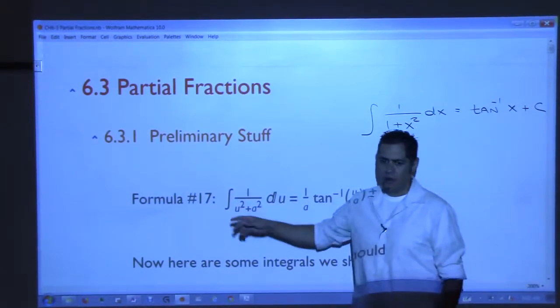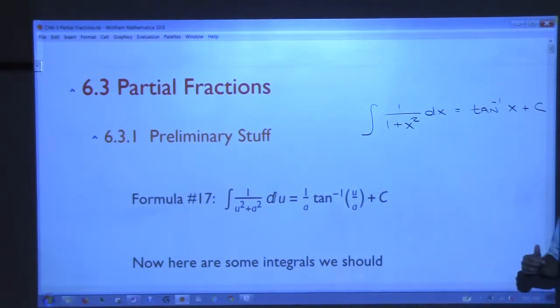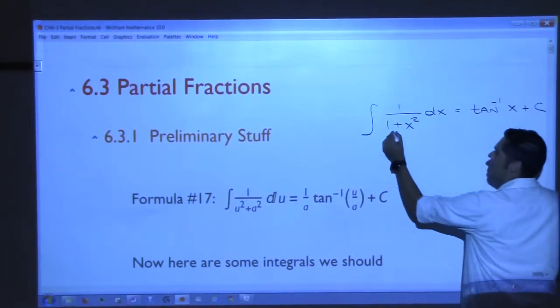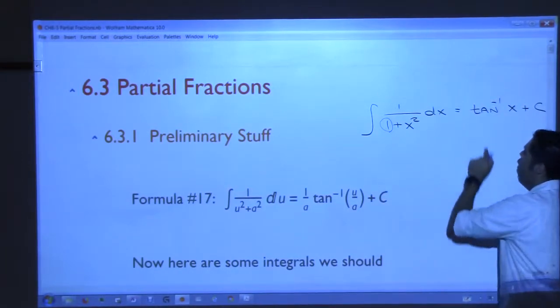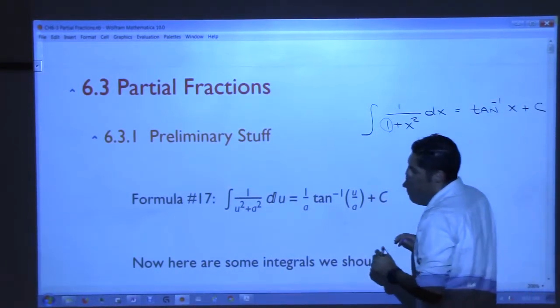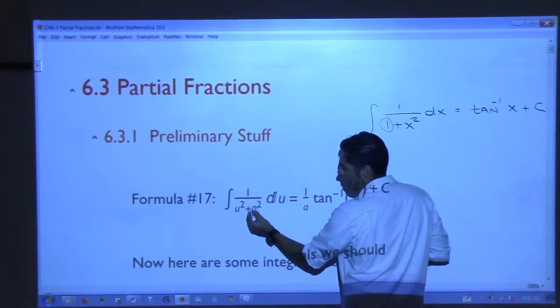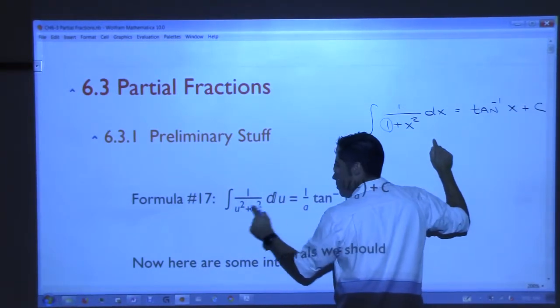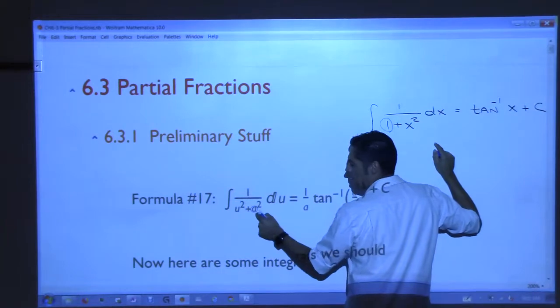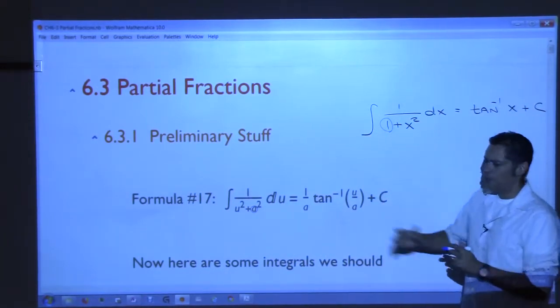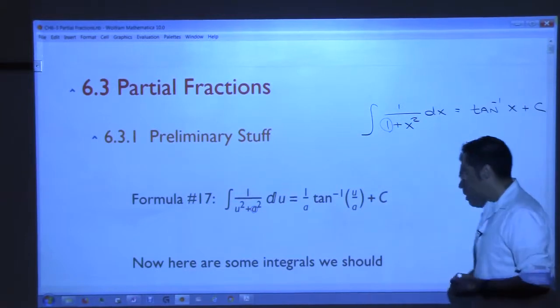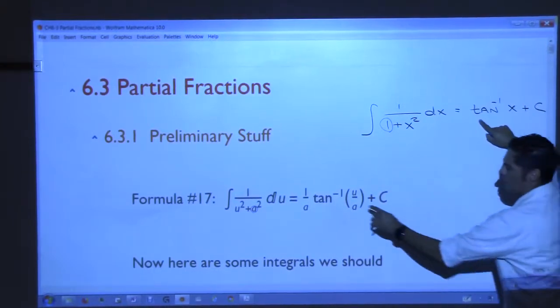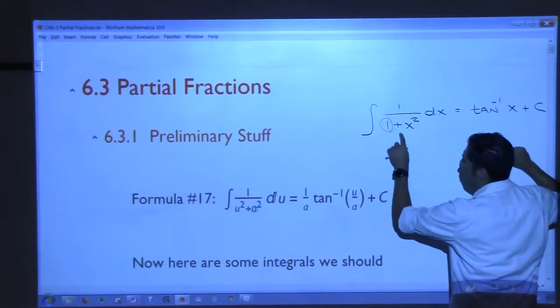Okay, so we have a more general formula. It's formula 17. It's on your formula sheets. This formula has a slight tweak, and that's, the earlier formula is good if that's 1. But in general, if we have some a squared there, in this case this would be 1 squared. Now, u here is like x. We're treating u like the variable x because we're integrating with respect to u. So if that's any number squared, then here's the more general formula for it. And you can see that this formula works with this because a is 1 here.